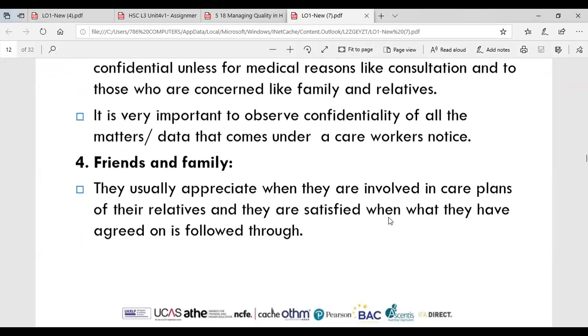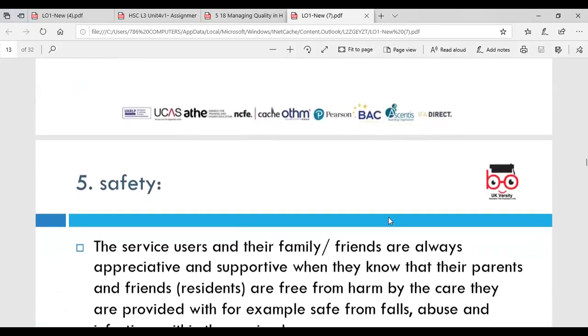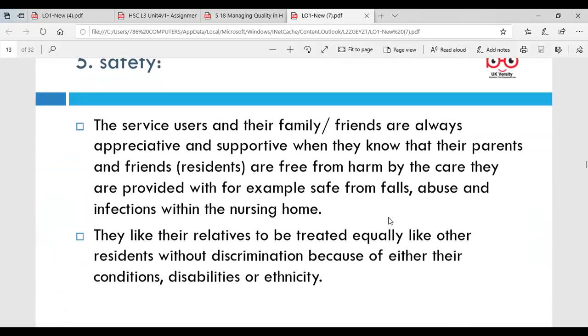Family and friends usually appreciate when they're involved in care plans, that they should be a part of it. And when they're a part of it, they are stakeholders as well, do not forget. So they'll be more involved in the quality and provision of care if they're more satisfied. And then comes safety. The care that you are providing needs to be safe at all times.